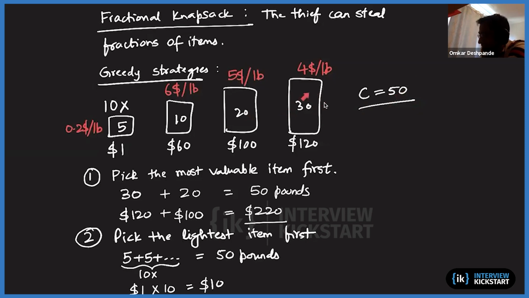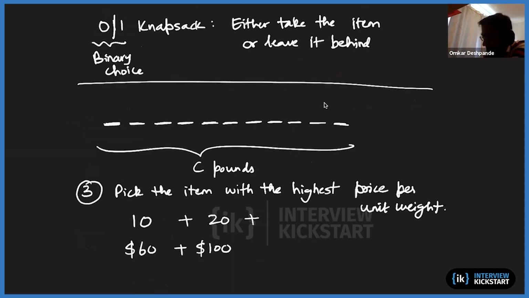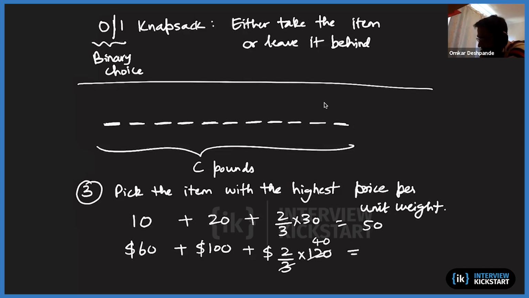This item is 30 pounds. So we can break this item and take 2/3 of it to stuff it into the knapsack. So we'll take 2/3 of this item, which means we'll get 2/3 of the value. 2/3 of 30, and we get 2/3 of the value. So the weight now is 20 plus 20 plus 10, 50 pounds. So the value is 40, 40 times 2 is 80, 80 plus 60 is 140, 140 plus 100 is 240.